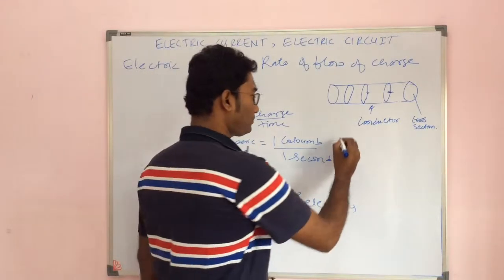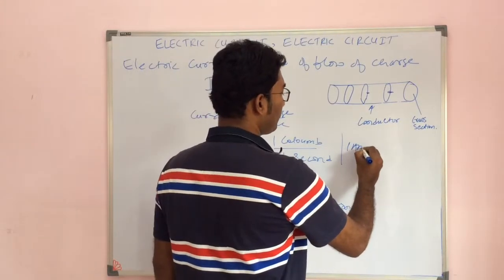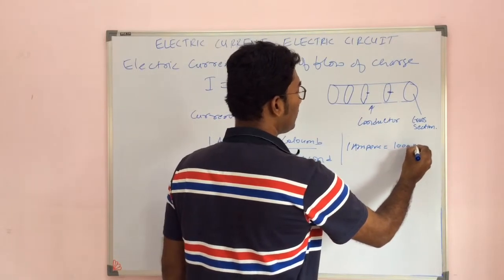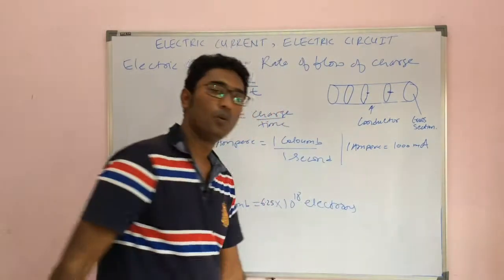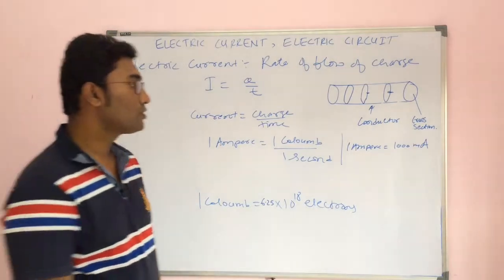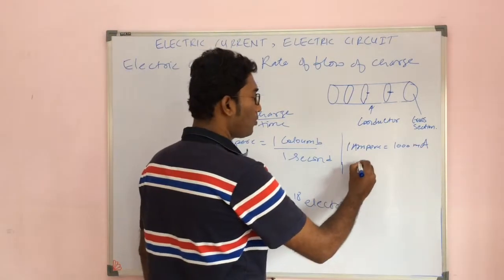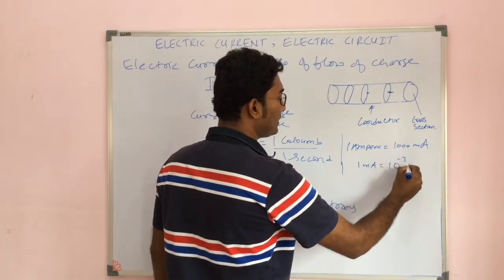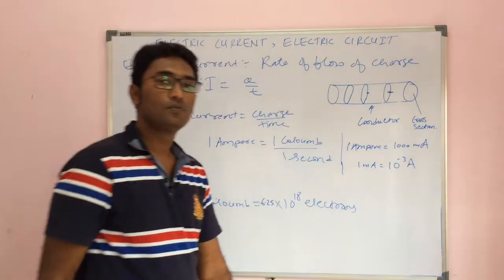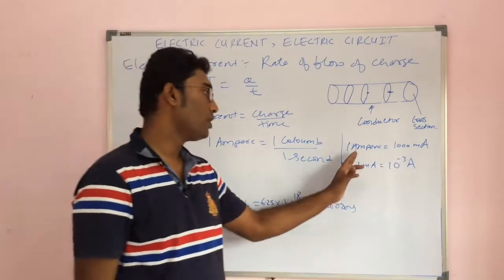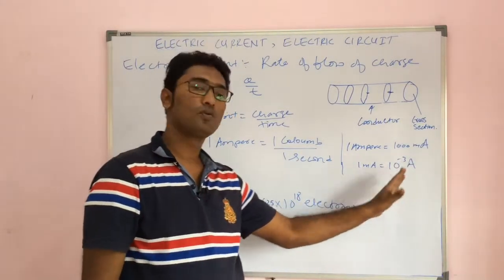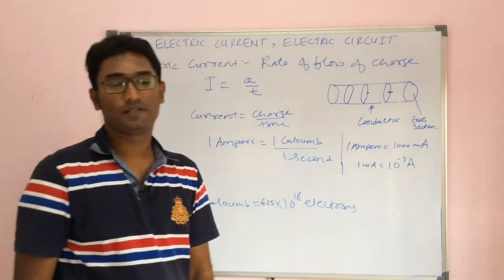1 ampere is considered to be 1000 milliamperes. 1 ampere is 1000 milliamperes, or 1 milliampere is equal to 10^-3 amperes. Students, please remember the relation. 1 ampere is 1000 milliamperes, or 1 milliampere is 10^-3 amperes.